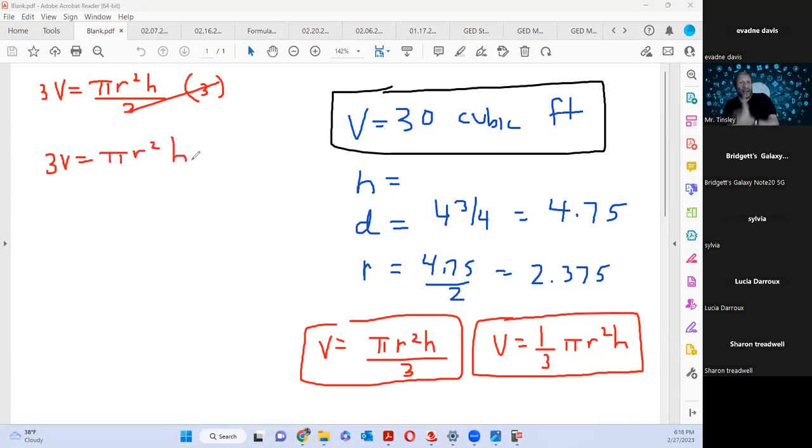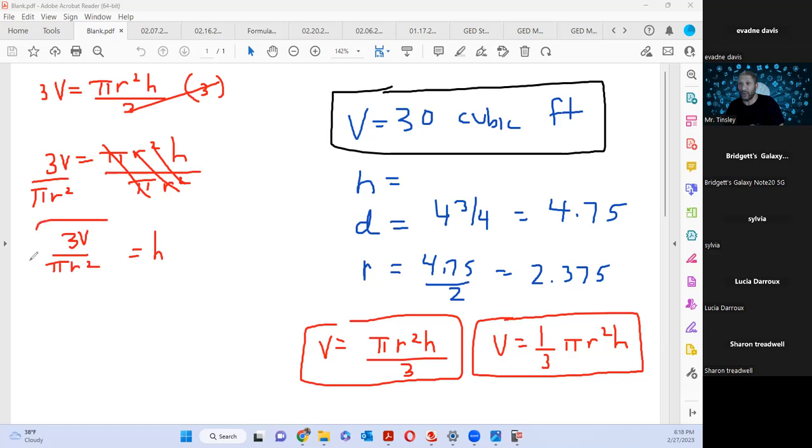Next, I need to get rid of pi and r squared. They're being multiplied by h. What's the opposite of multiplication? Division. So I need to divide by pi r squared. Whatever I do on one side, I do on the other. So the pi's cancel, the r squared's cancel. I'm left with h equal 3V divided by pi r squared.